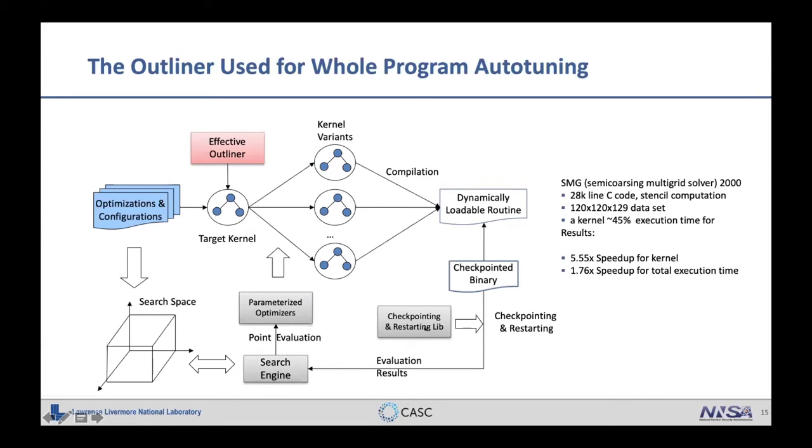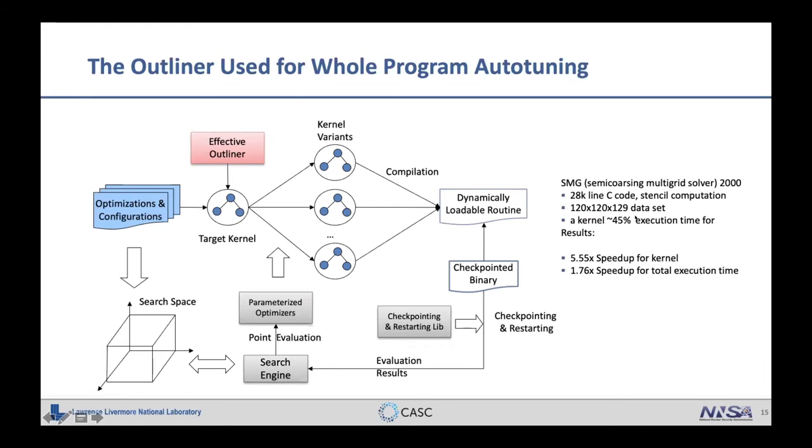You can use checkpointing and restarting to try different versions out. And you can hook up with a search engine to really guide your search, because there could be thousands or tens of thousands of versions. So in the end, you can really find the best performing versions of your important scientific computing kernel.